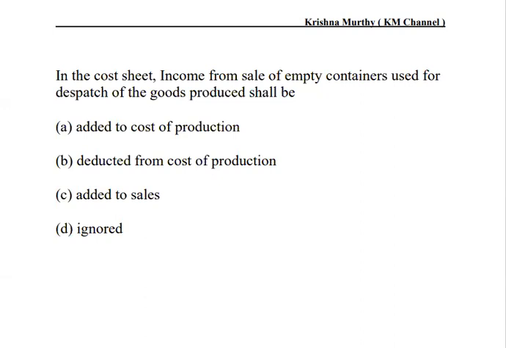In the cost sheet, income from sale of empty containers used for dispatch of goods produced shall be: option A, added to the cost of production; B, deducted from cost of production; C, added to the sales; and last one, ignored. The right answer is B, deducted from cost of production.